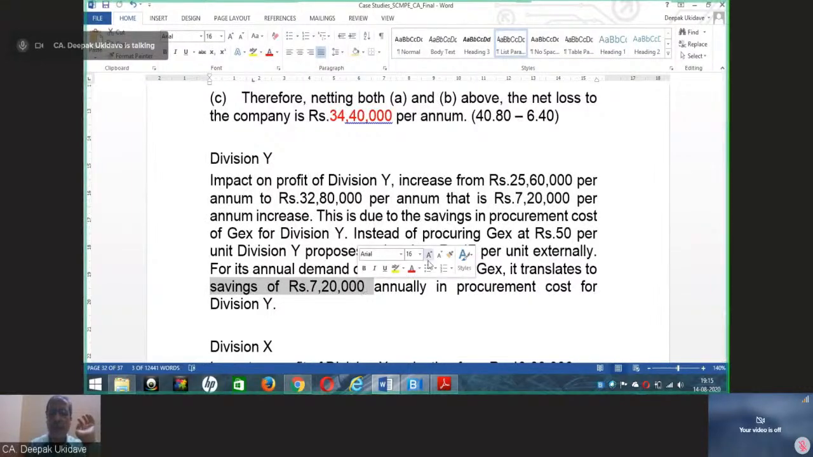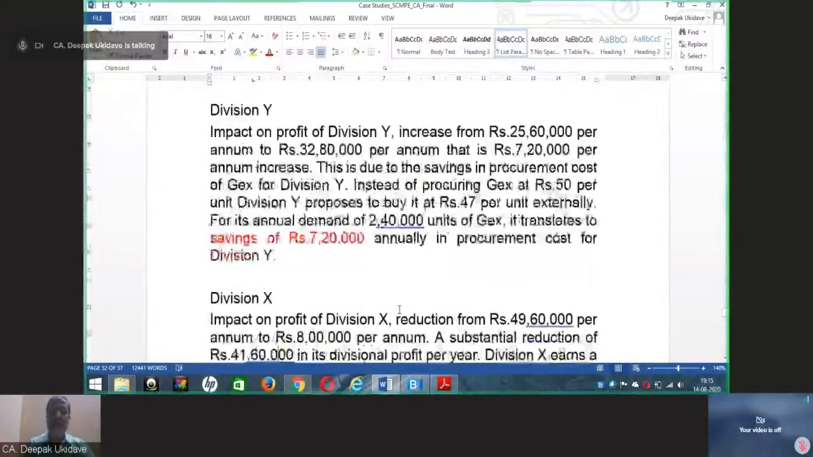Straight away, in one line also you can conclude, you can just focus and say there is a saving of rupees 7,20,000 for division Y, and saving has resulted in extra profit. Profit has gone up for division Y because of cost saving. 50 रुपए की जगह 47 rupees में you are procuring from the external supplier. I hope this is simple and clear to you.